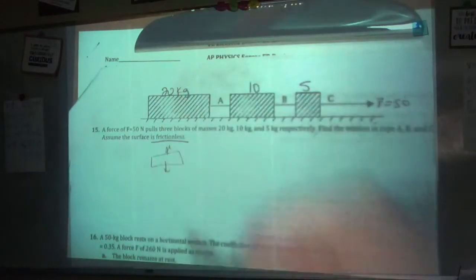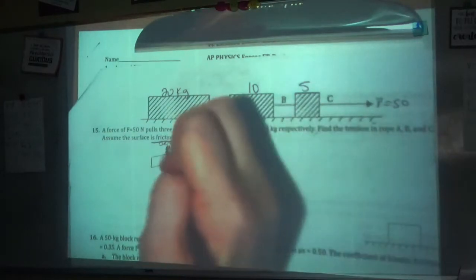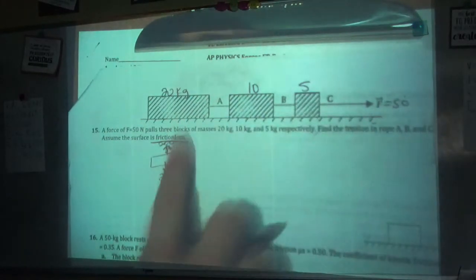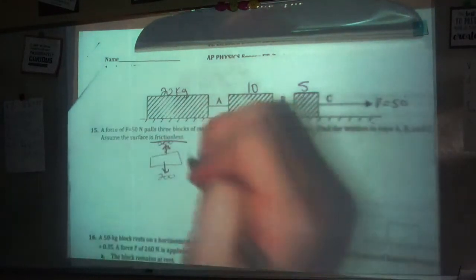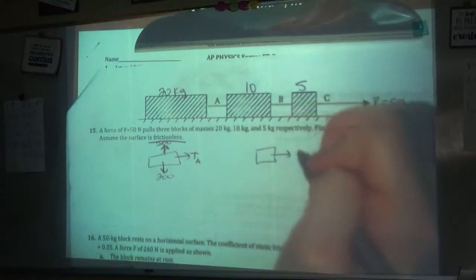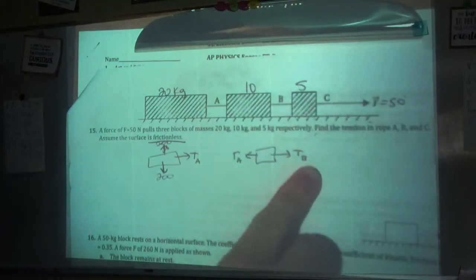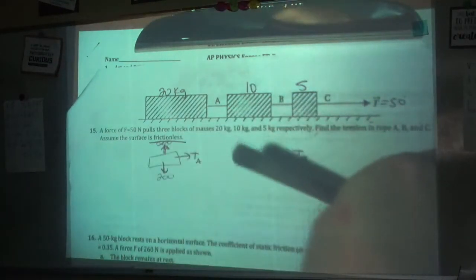Obviously we have weight and normal. It would be 200 and 200. But this is balanced up and down, and I don't need the normal for friction, so it doesn't really matter here. And then I have the tension in A pulling it to the right. Now this guy has the tension in B pulling it to the right minus tension in A, and B would have to be greater because it is accelerating this way.